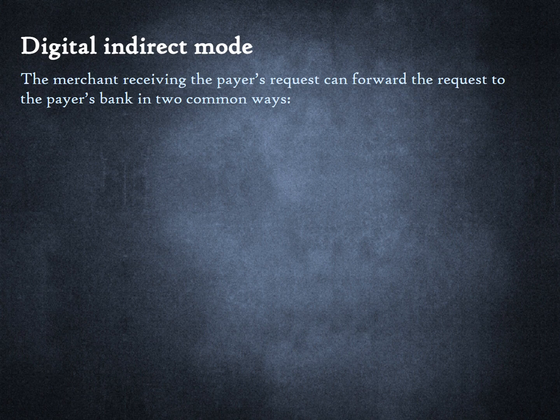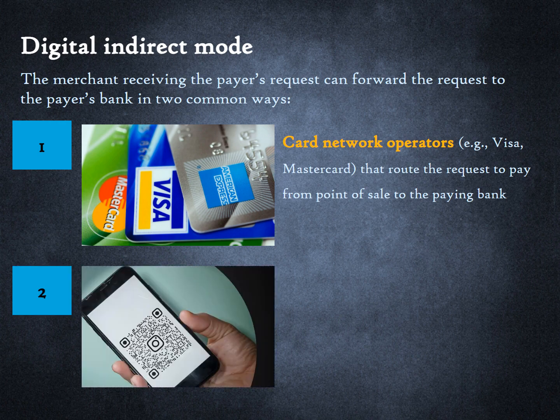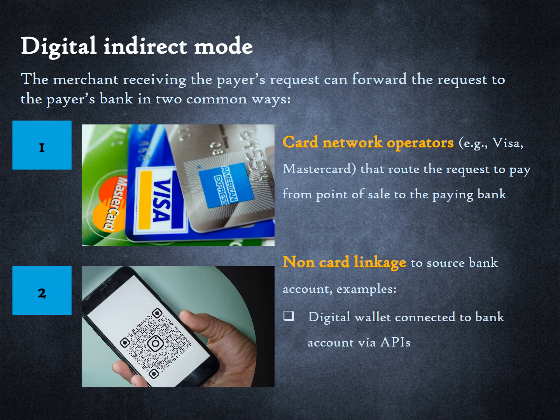The merchant forwards the payer's request to the paying bank in two common ways. 1. The merchant could rely on card network operators like Visa and MasterCard. The merchant, in this case, could even be a third-party ATM operator, who forwards the cash payment request to the payer's bank via an ATM network operator. 2. The merchant could connect to the source without usage of card networks. For instance, digital wallet providers offer APIs by which bank accounts can be accessed. When we use store credit cards at a department store, the merchant and the credit card issuing bank are often directly connected. Another example is a direct debit request forwarded by a utility company to our bank.